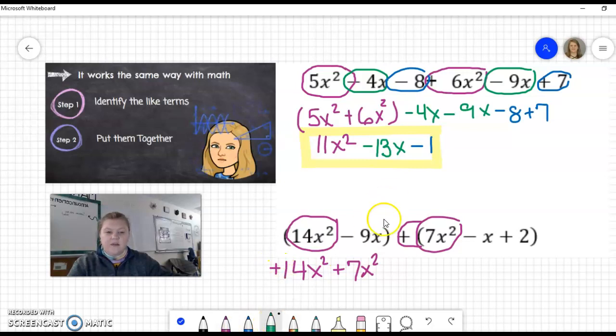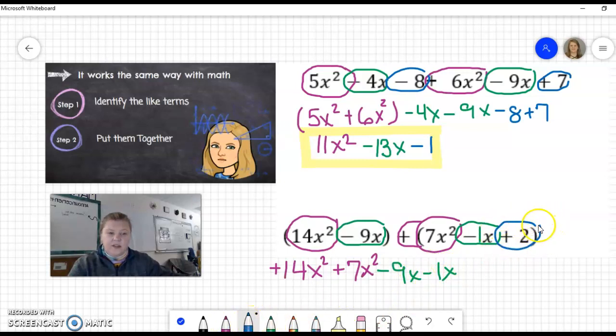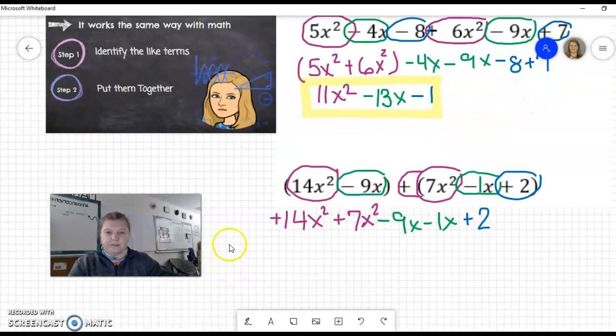And then I have a negative 9x, and I have a negative x. So here, if there's no number in front of it, there is a 1. So I'm going to write negative 9x and minus 1x. And then that positive 2, I don't have anybody else to combine it with, no other constant, so I'm just going to write a plus 2 here, and it's just going to stay.